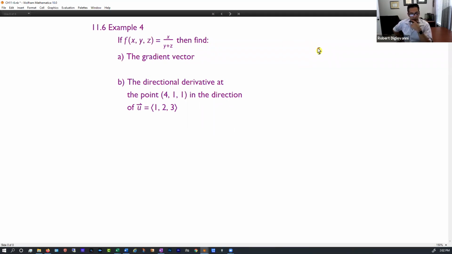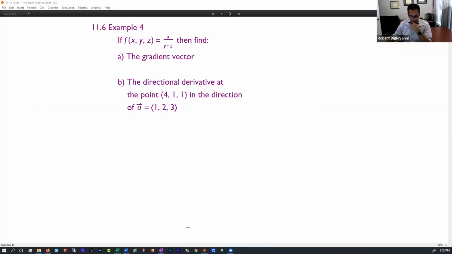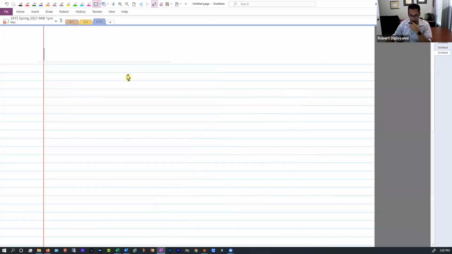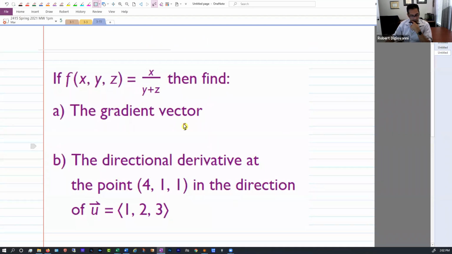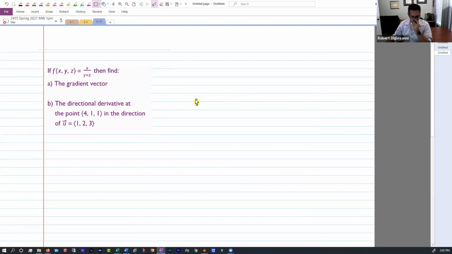All right, let's try this. I think I'll copy this over. All right, so first part A, we want to find the gradient vector. So we recognize that this is a function of 3 variables. So our gradient of this should be a 3-dimensional vector made up of the 3 partial derivatives.